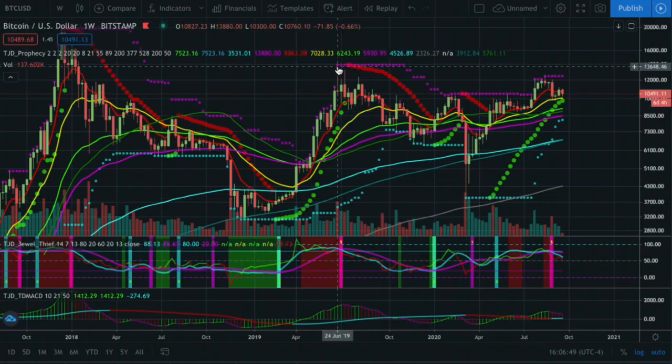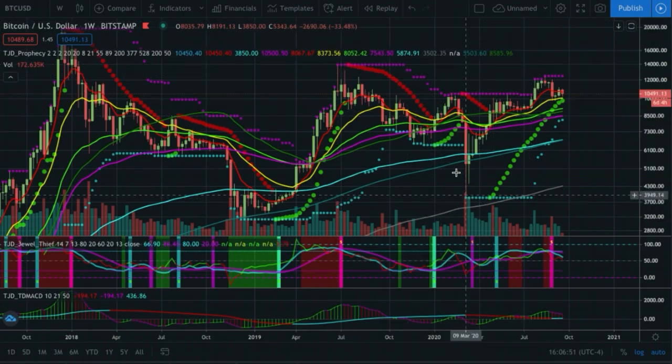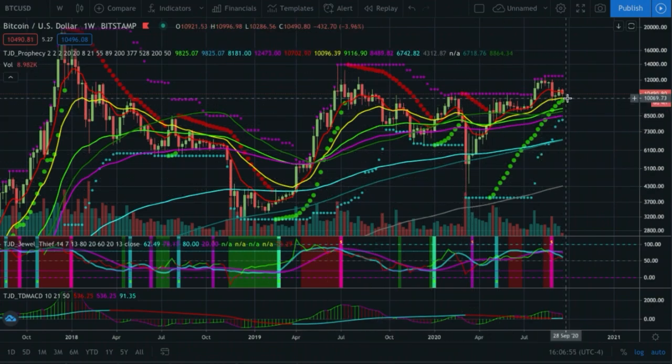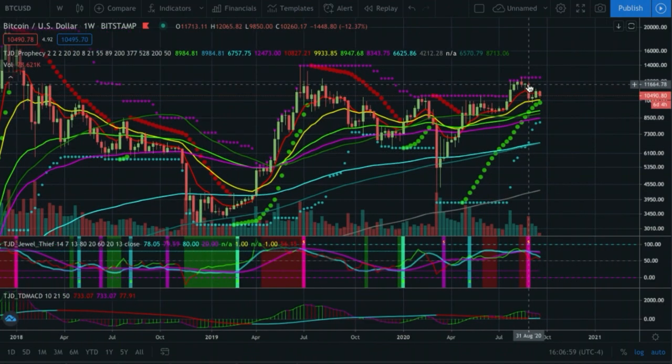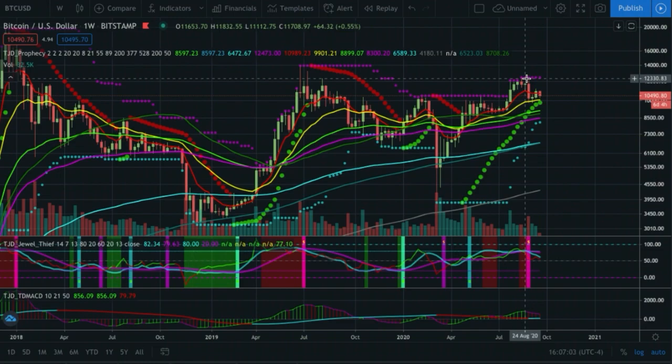So we went from 13,000 to 3,000. So that's a $10,000 move to the downside. So obviously we're not going to get a $10,000 move from here because that would put us at zero. But if we basically came down now from 12,000 and lost like essentially 75% of our value, that's going to put us in like the $3,000 to $4,000 range again.